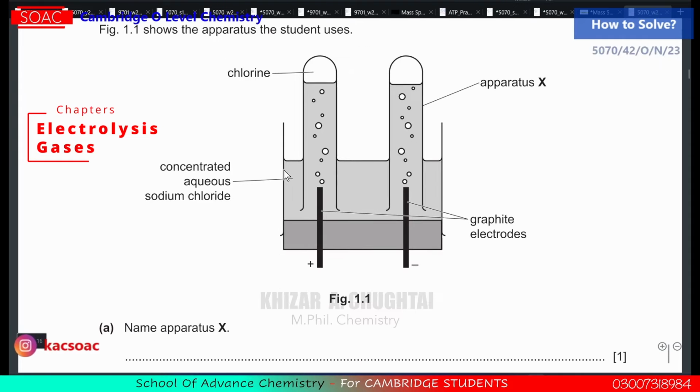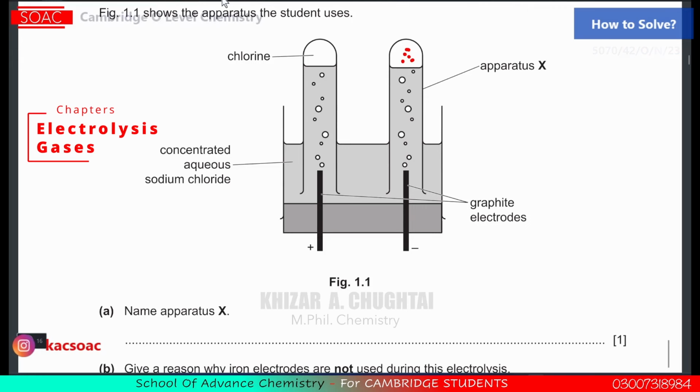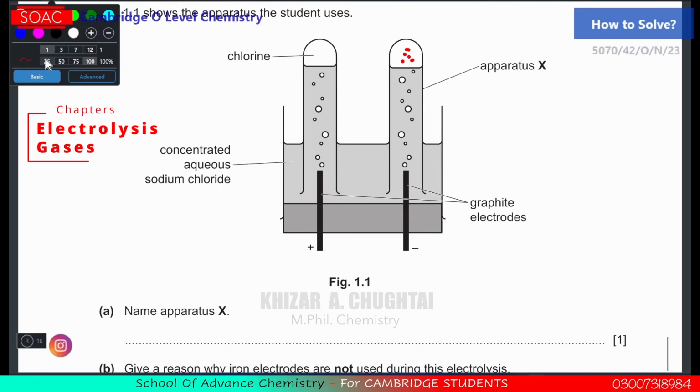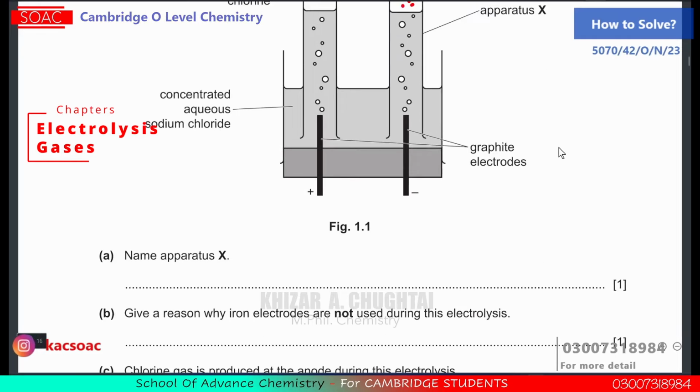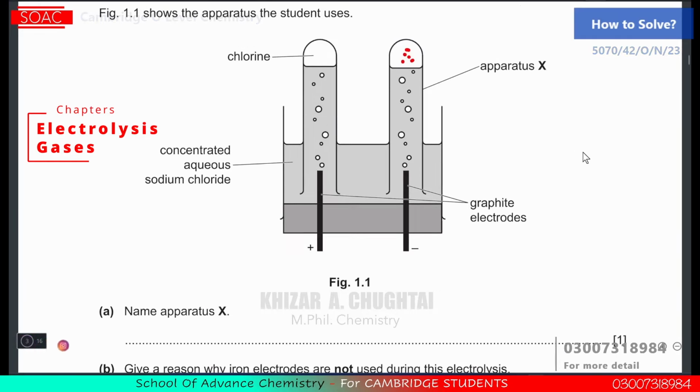And here is the beaker having concentrated aqueous sodium chloride, 2 graphite electrodes, and what is this apparatus X he is asking, I think. And here is the collection of chlorine, and obviously there will be the collection of hydrogen overall. There will be the collection of H2. Now come towards part A, name apparatus X, that is inverted test tube. Basically, generally it is said to be test tube.